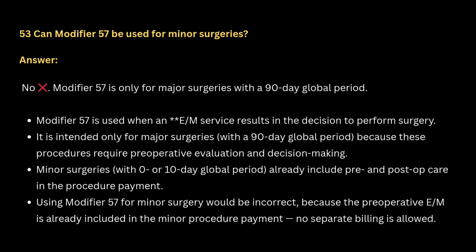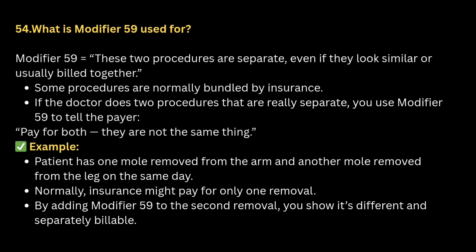Next, can modifier 57 be used for minor surgeries? Definitely no. Modifier 57 is only used for major surgeries with 90 days global period. Modifier 57 is used when E&M service results in the decision to perform surgery. It is intended only for major surgeries with 90 days global period because these procedures require preoperative evaluation and decision for surgery.